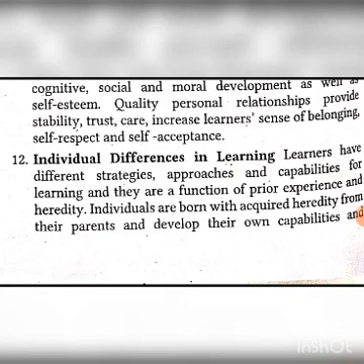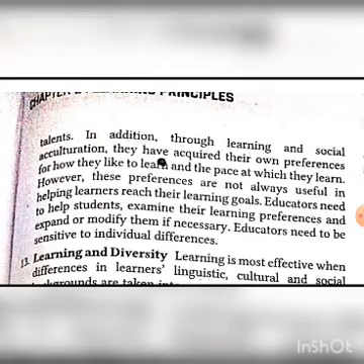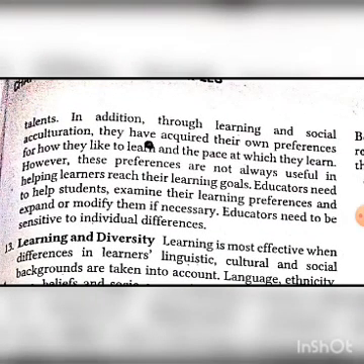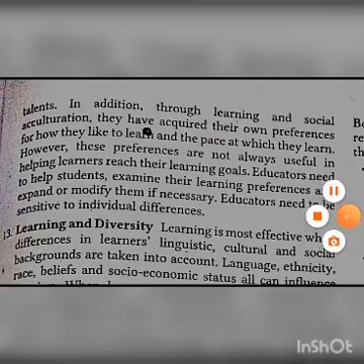Individuals are born with acquired heredity from their parents and develop their own capabilities and talents in addition through learning and social accumulation. They have acquired their own preferences for how they like to learn and the pace at which they learn. However, these preferences are not always useful in helping learners reach their learning goals. Educators need to help students examine their learning preferences and expand or modify them if necessary. Educators need to be sensitive to individual differences.